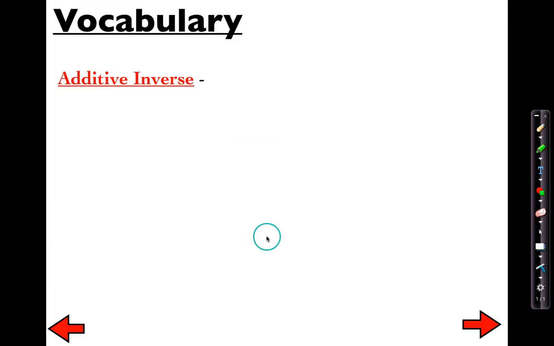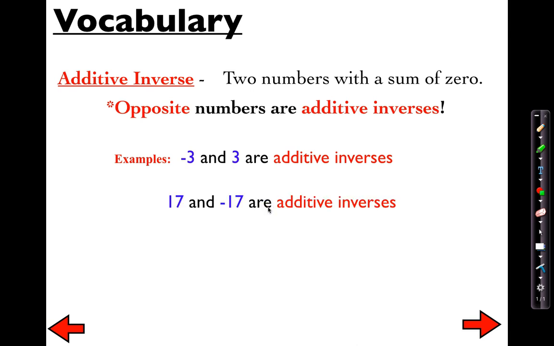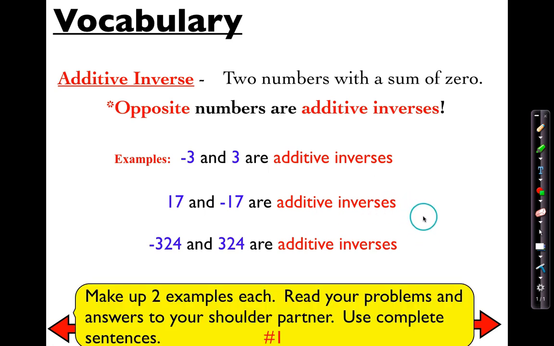Okay, so additive inverses, what are they? Well, they're two numbers with the sum of 0. Okay, opposite numbers are additive inverses. So here, negative 3 and 3 are additive inverses. 17 and negative 17 are additive inverses. And further proof, if you say negative 3 plus 3, it would give you 0. 17 plus negative 17 would be 0. Negative 324 and 324 are additive inverses. Again, why? Because if you add these two numbers, it would give you 0. Now, could you think of an example of two numbers that are additive inverses? Okay, so let's just go ahead and move on.